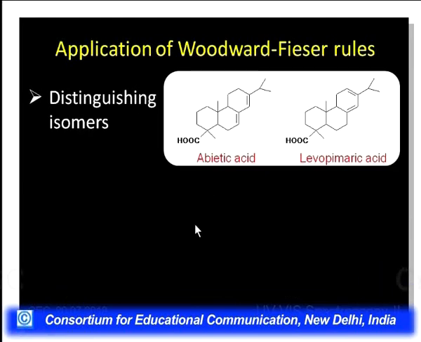Let's move further and make one more application of this there. Same Woodward-Fieser rules. If you remember, right in the beginning when we talked about UV visible spectroscopy, we made a mention of the fact that one of the applications of UV visible spectroscopy is to distinguish between closely related molecules, say isomers in this case. So in this case there are 2 isomers given over there, and let's try to calculate the lambda max values for each one of them, and we can see how easily they can be distinguished there.